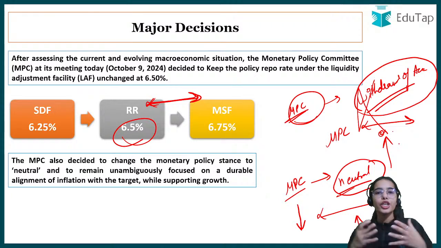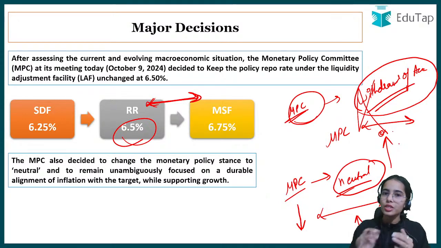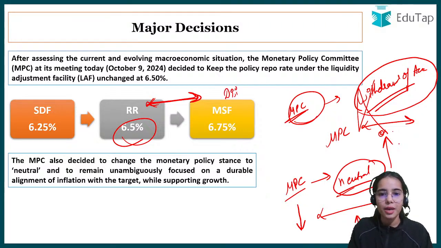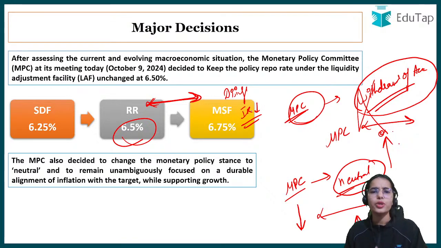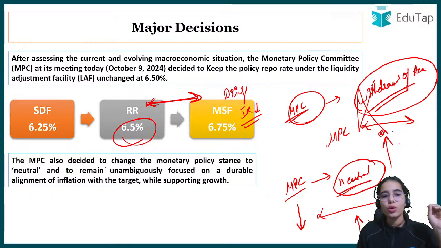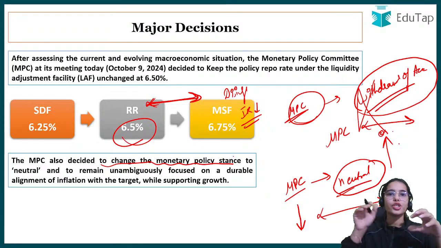Why has this neutral stance been taken? Because the MPC is saying that currently we have a good balance of growth and inflation. The inflation is reducing, disinflation is happening. Disinflation means that the inflation rate is reducing to a good extent, and there is a balance between growth and inflation. So that's why the MPC decided to change the monetary policy stance from withdrawal of accommodation to neutral.